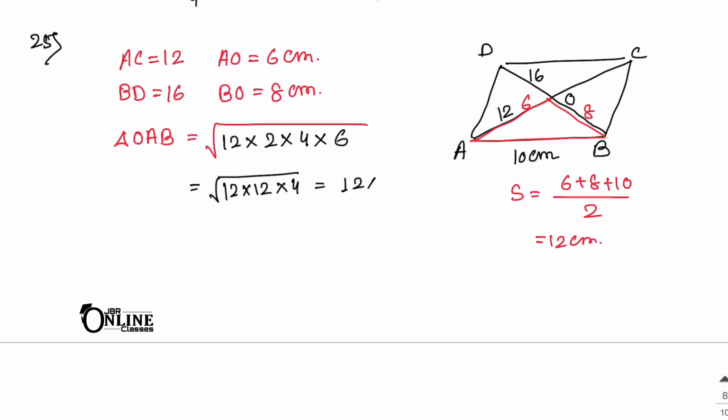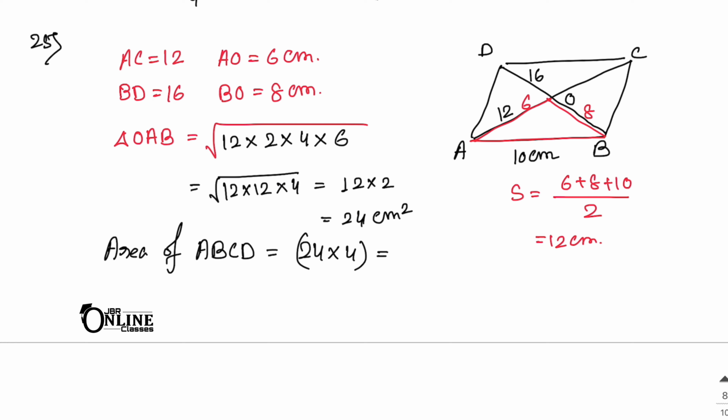So here 12 into 2, that means 24 centimeter square. So 24 is the one part. That means here triangle AOB is the one part of the parallelogram ABCD. So if you want to find out the area of ABCD, then you have to multiply 4. 4 into this one, that equals 96 centimeter square, because triangle AOB is 1/4 of the parallelogram ABCD.